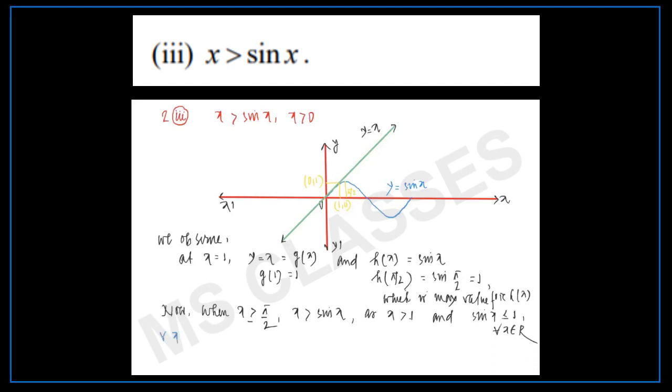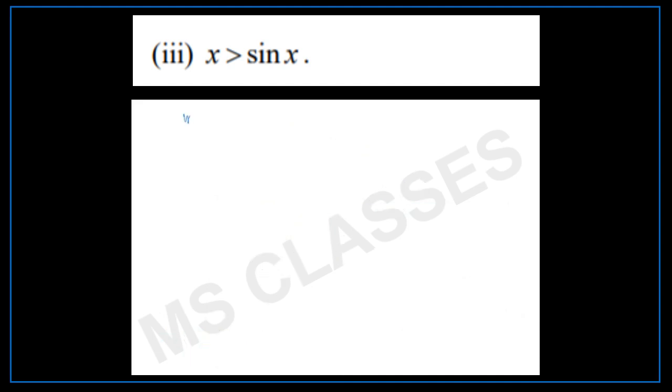So we consider x belongs to (0, pi by 2) and we consider a function f(x) equal to x minus sin x. Now here g(x) and h(x), that is actually here f(x) equal to x minus sin x means g(x) minus h(x). Here g(x) is a linear polynomial function, and h(x) is a sine function. Both are differentiable functions.